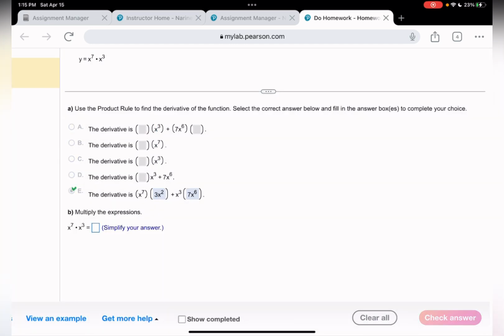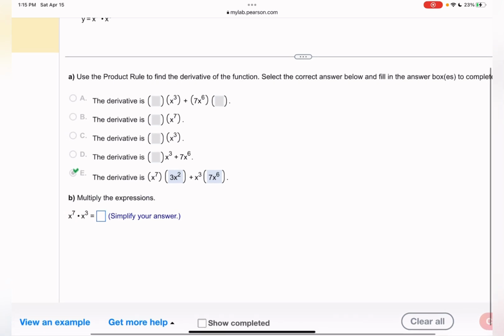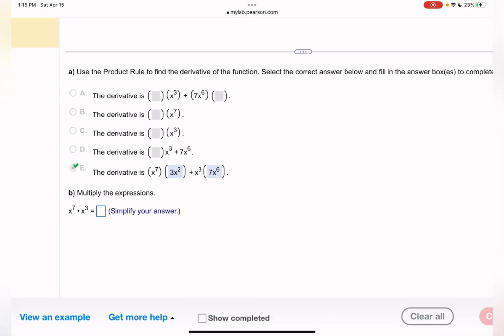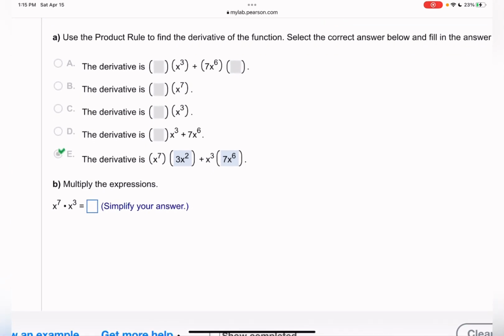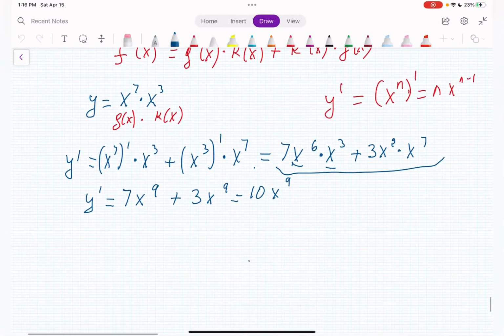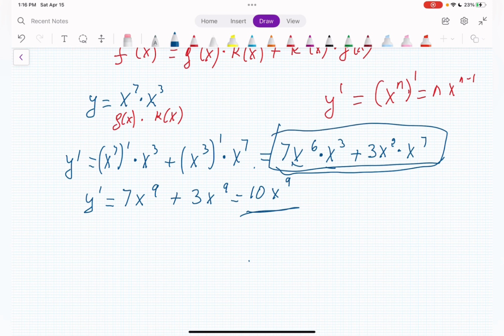Nice work. So in the second one, multiply the expression itself. So it's multiplication not for derivatives, but multiplication of the original, of x to 7 times x to 3. Here I solved the derivative all the way to the end, 10x to power 9, but it looks like they don't want it. They wanted only this piece. Okay, we put it there, that's all right.